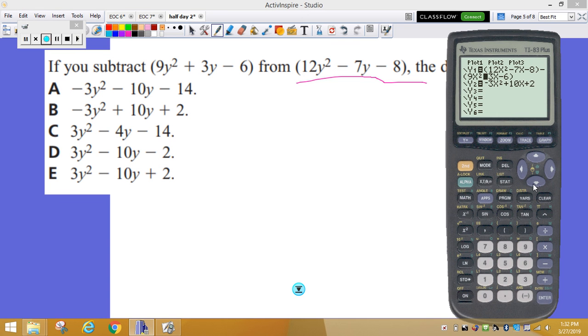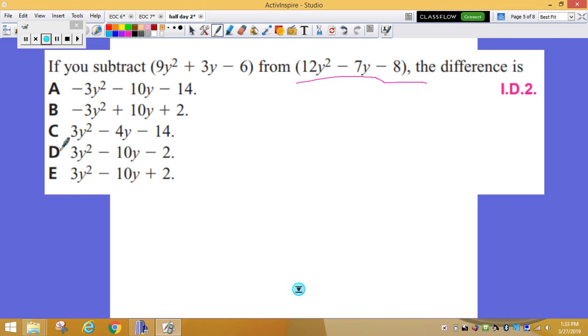The next one is a positive 3x squared minus 4x minus 14. There's my first one. And nope, that's not right. Next up, 3x squared minus 10x minus 2. There's my first one. And my second one. All right, I got the exact same graph. So this one would be D.